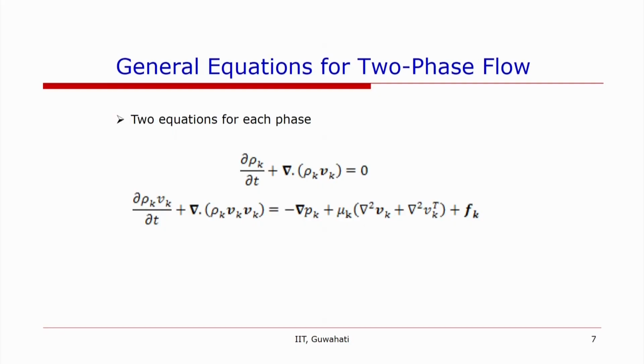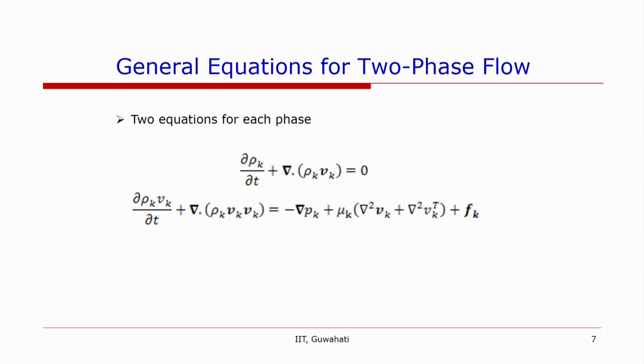Okay. So now coming to two-phase flow, as we discussed earlier, for a single phase flow we need to solve a mass and a momentum conservation equation for an incompressible and isothermal flow. Now if we have two phases, then we need to consider one set of conservation equations for each phase, one for phase 1 and one for phase 2.